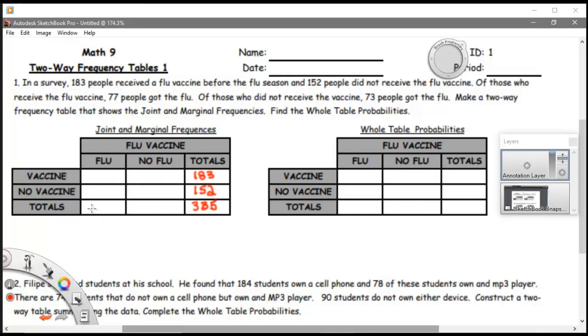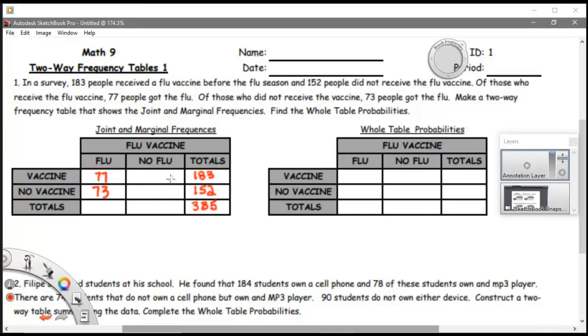Depending on what your problem gives you, you're going to have to put the right totals in the cell. So you've got to read the problem really carefully and look at your table really carefully. How many people got the flu out of those that were vaccinated? 77. Those who did not receive the vaccine, 73 people got the flu.